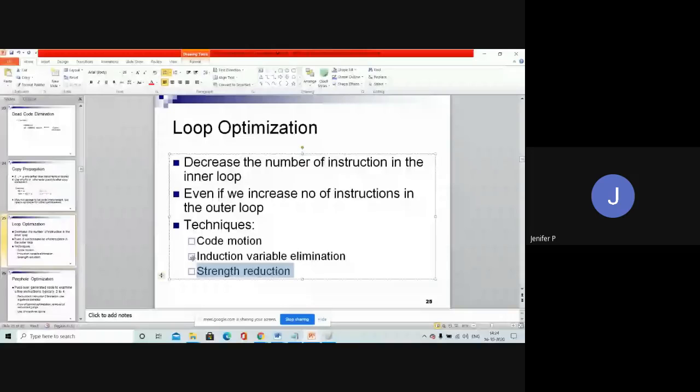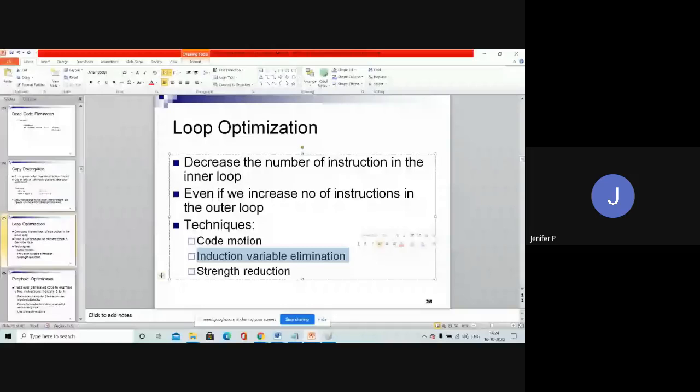The induction variable elimination is nothing but, when you are using a loop, we are using for I equal to 0. Likewise, you are using some induction variables. So without changing the concept, if possible, we can move the I variable outside, which can also be done.